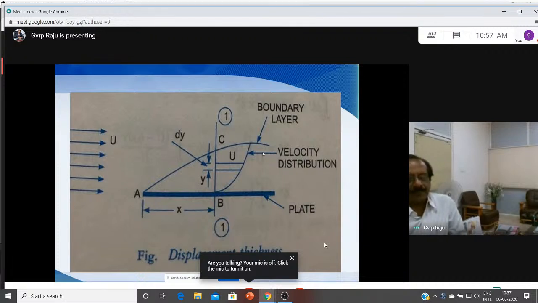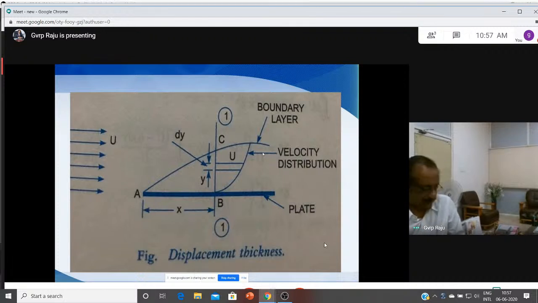Then, the second factor: the viscosity is increased. So if the viscosity is increased, what happens to the boundary layer thickness? Let us say the mu value increases here, tau is equal to mu du by dy. The viscosity is more for the fluid, then what happens to the boundary layer thickness? Increases or decreases? All the factors refer to either increasing or decreasing thickness.